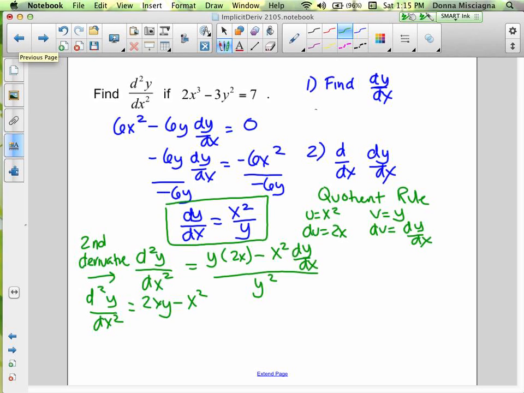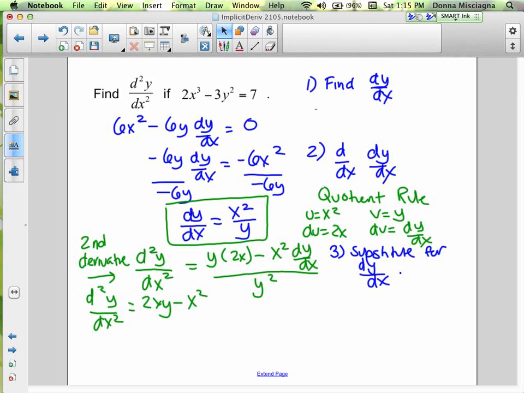So on these problems, you are going to need to substitute for dy dx. That's a D, not an A. So we're going to just replace that dy dx with x squared divided by y. And in the denominator, we have a y squared. Oh, and look at that, a complex fraction. I'm starting to run out of space, so I'm not going to do this as a second step. I'm just going to put what I need right next to it.